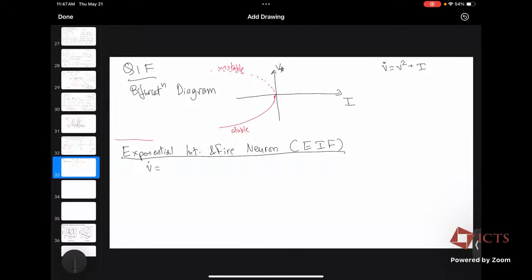right? So the exponential integrate and fire model basically looks something like this. It has a bunch more parameters, but let's not worry ourselves too much with the interpretation of each of these. Exponential of v minus v theta over k plus some I. Okay, so this is a more complicated model. This is called an exponential integrate and fire model.